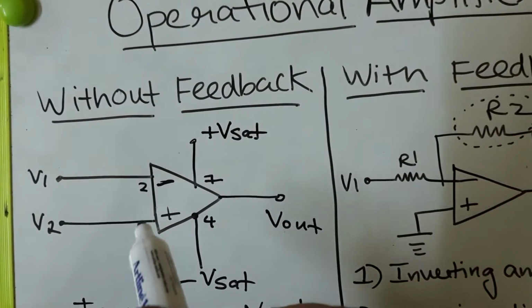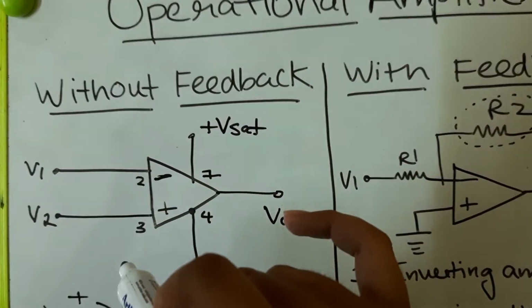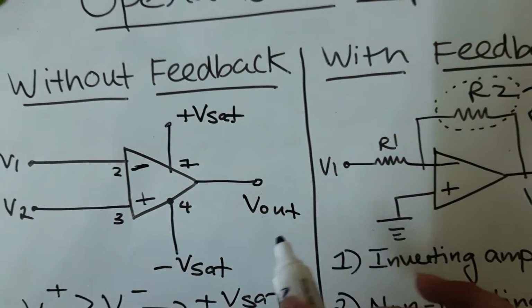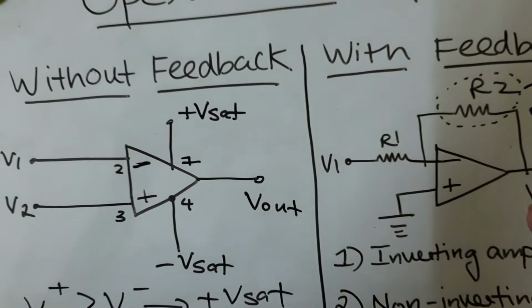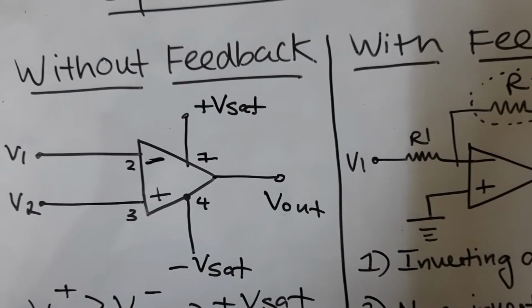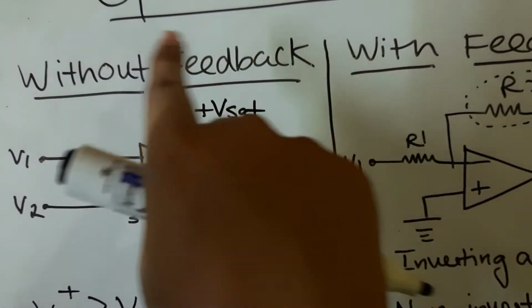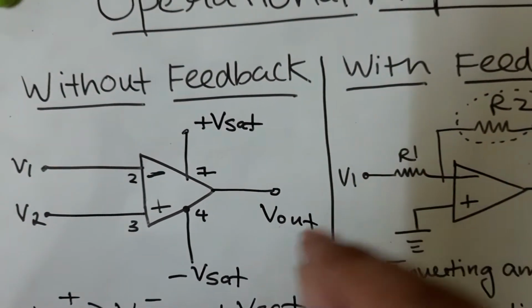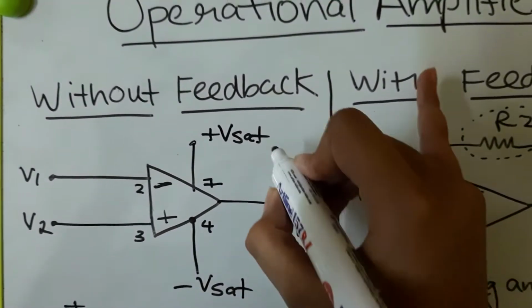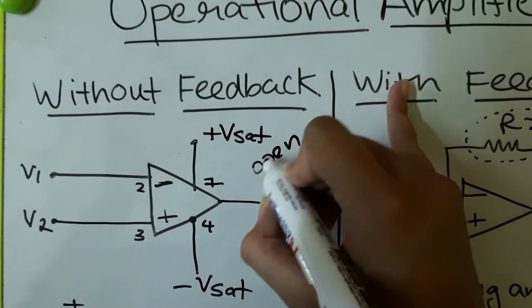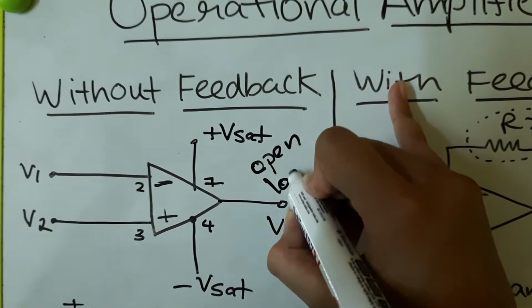Now I have two inputs V1 and V2, each given to pin 2 and pin 3, and I have an output Vout. Now whenever you see such a diagram, this means that the op-amp is in the open loop configuration. Without feedback is also known as open loop.